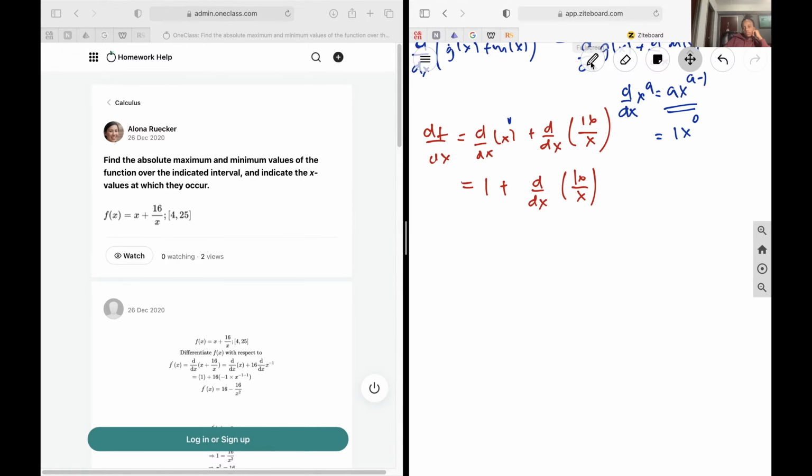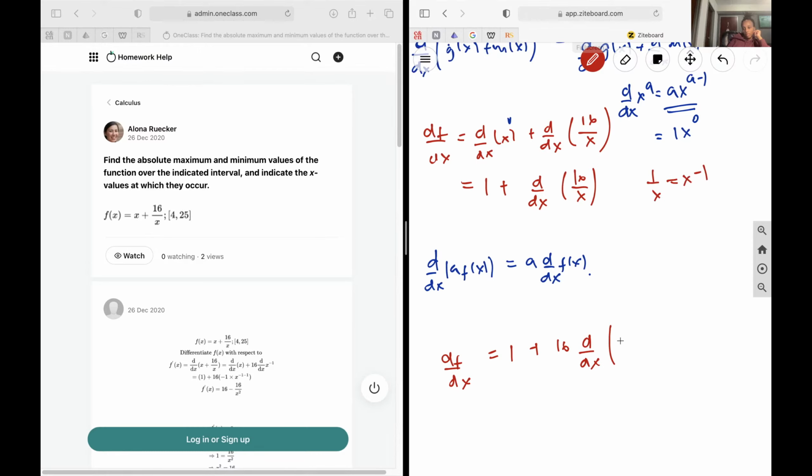Okay, now I want to deal with this derivative. And I'm going to use another rule, and that's just that the derivative of a constant times some function of x is the same thing as if I just pulled out that constant and taken the derivative of that function of x. And so I'm going to pull out that 16. So I can get df over dx is equal to 1 plus 16 d over dx, and then I'm going to write 1 over x as x to the power of negative 1.